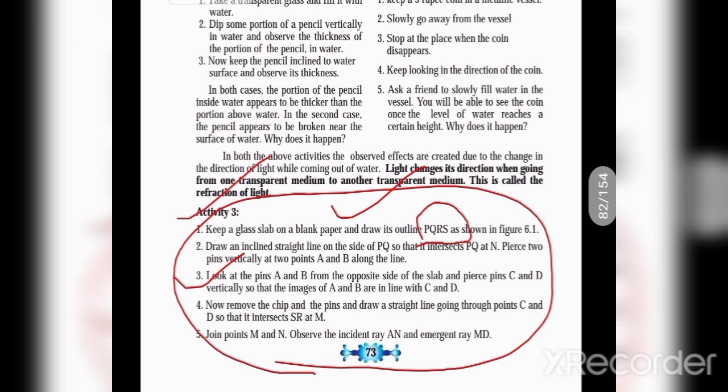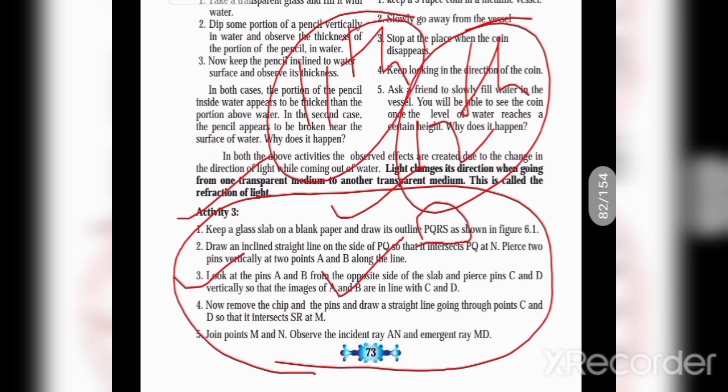We will see that activity on the next page. That is a very important activity. This activity appears in 11th standard and 12th standard also, as activities based on it. On the next page we will discuss that activity in detail.